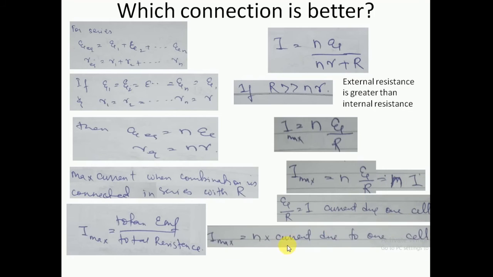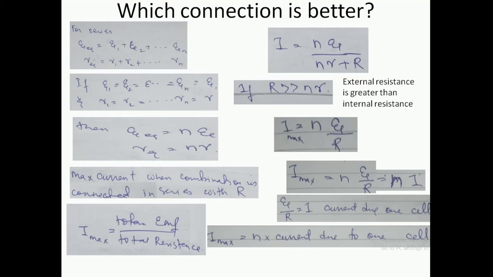So that means if you are connecting them in series, you will get n times the current due to one cell. Starting it again: if you connect n cells in series, you will get the current due to n cells, so that is good.